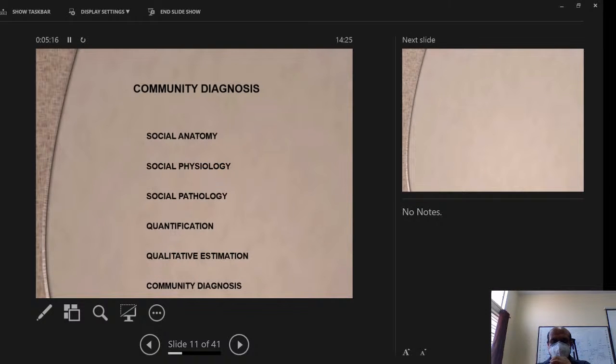Now, community diagnosis. When we talk about community diagnosis, it is divided into community anatomy, community physiology, community pathology, quantification, qualitative estimation, and community diagnosis. It is also known as community therapy or community treatment. Just like the other subjects, anatomy, physiology, pathology, here it is social anatomy, social physiology, social pathology of the entire community.